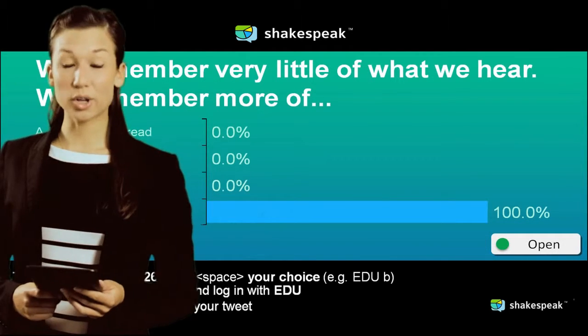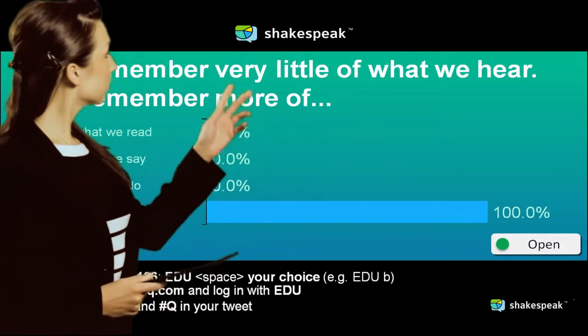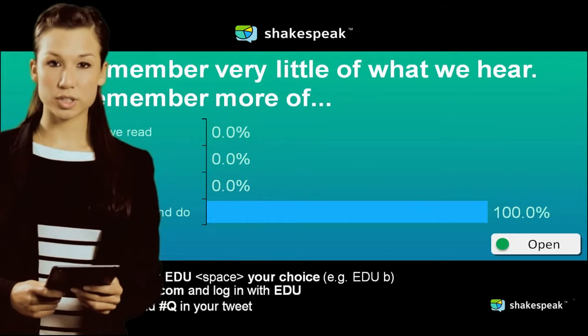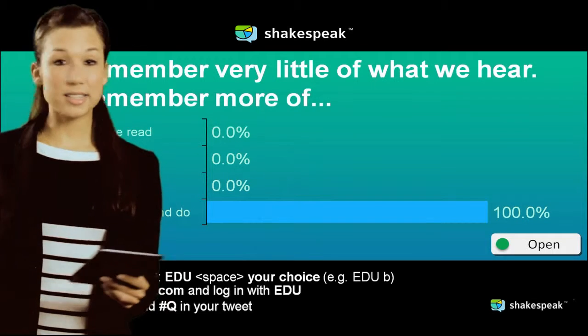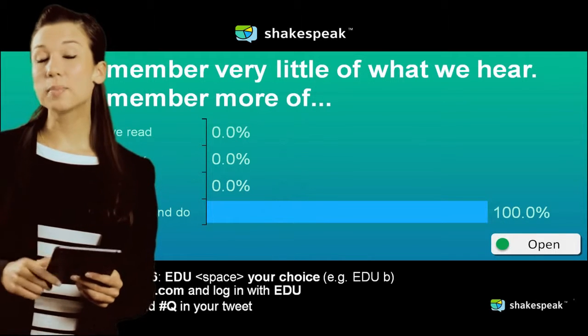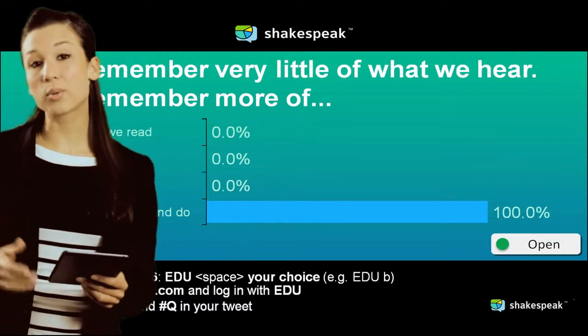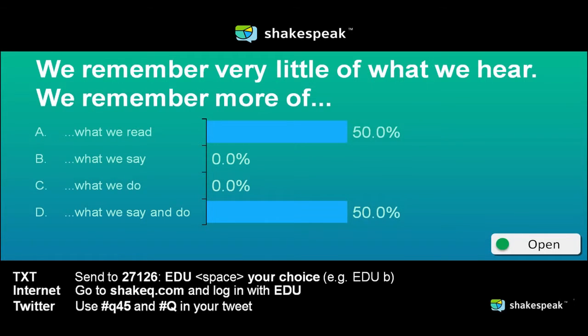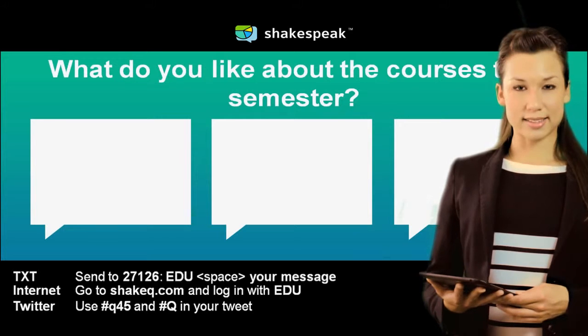You can now see on the results slide that option D has 100% of all the votes. But what if we chose, let's say, option A, what we read? My colleague backstage will send it in because I already voted. As you can see, the results slide immediately changes when new votes come in, if the voting round is still open. And now on to the message slide.